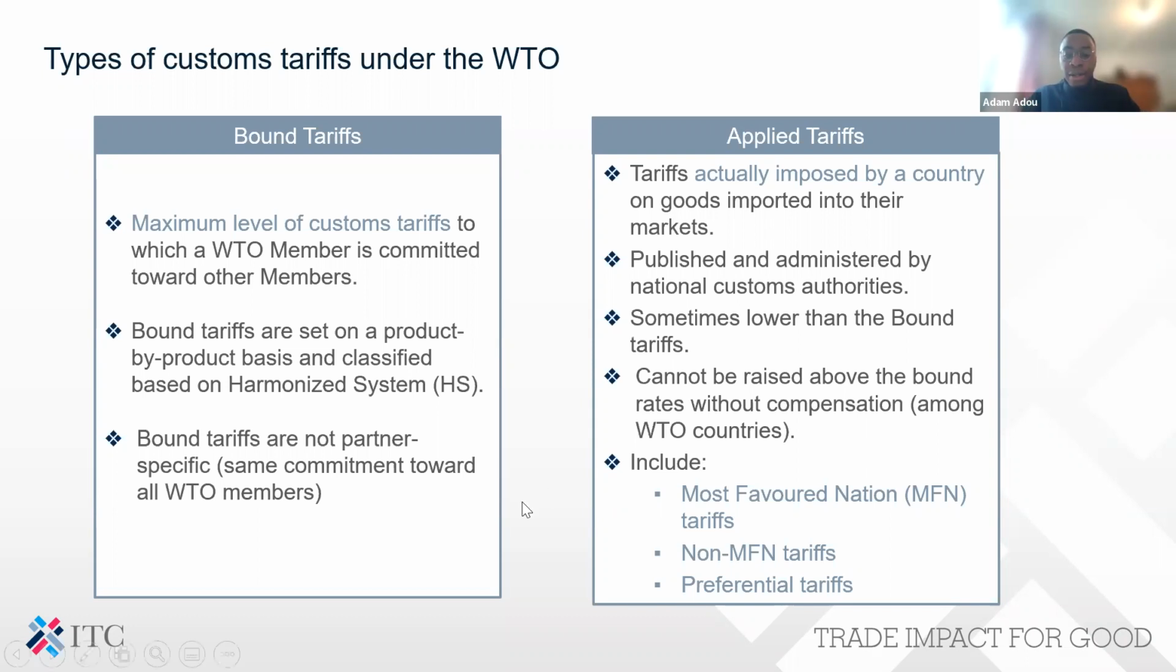Then you will have preferential tariffs if you benefit from a trade agreement with another country. For instance, if we take the example of Thailand, which is a member state of the Association of Southeast Asian Nations, so thanks to ASEAN, Thailand will be able to benefit from maybe a specific tariff when exporting ginger to all the ASEAN member countries.